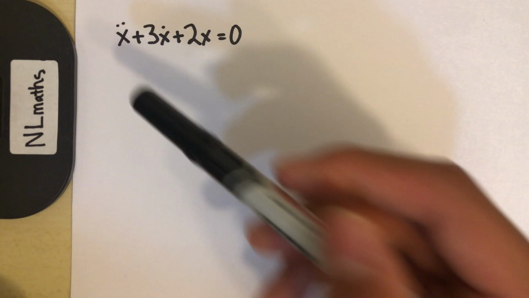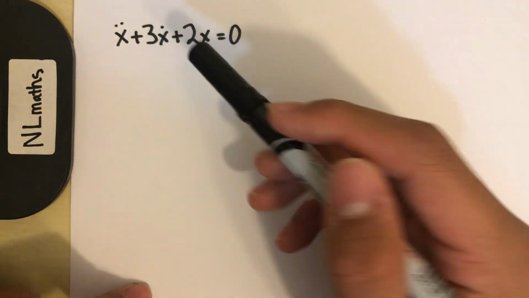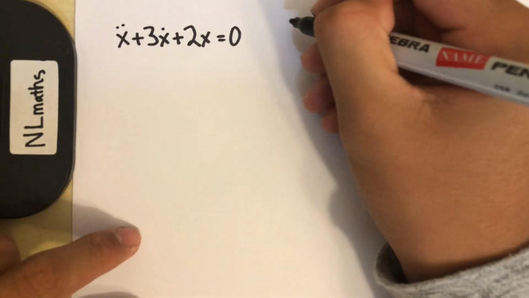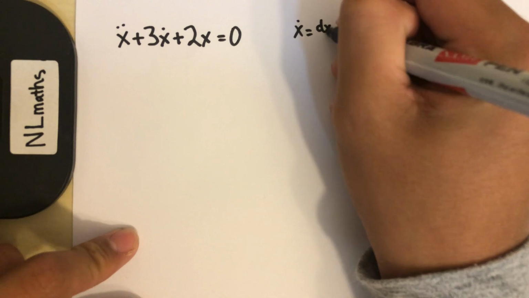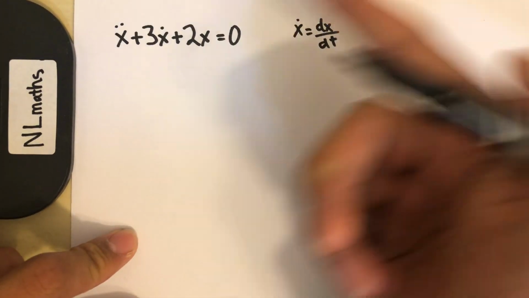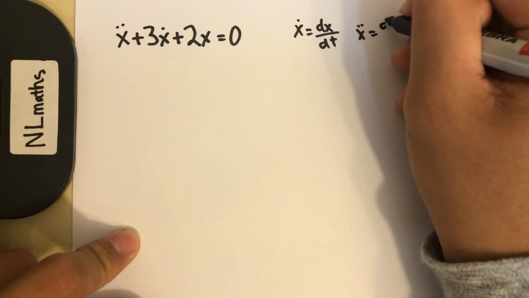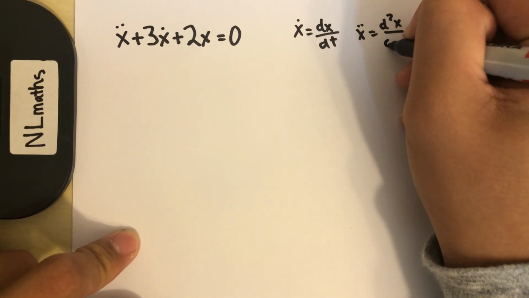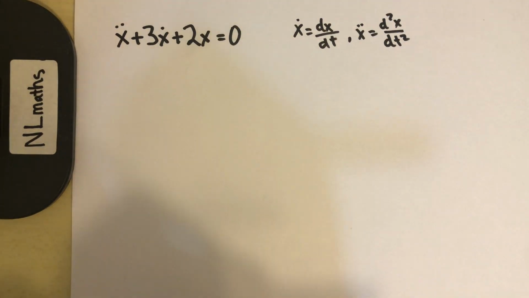Today we've got a second order differential equation, x double dot, which means that, let me just write here, x dot equals dx by dt. So it's the time derivative, so the second time derivative, x double dot equals the second time derivative. So that's what it means. So x double dot plus 3x dot plus 2x equals 0.